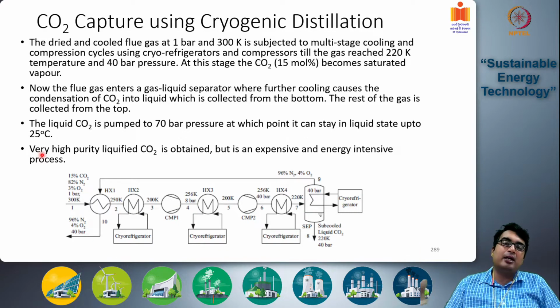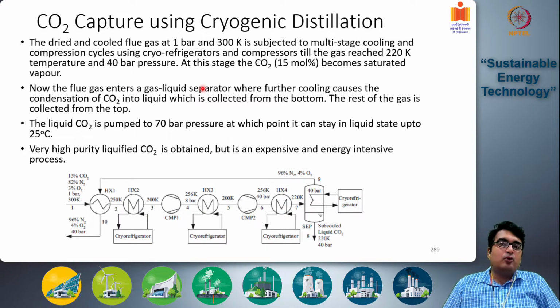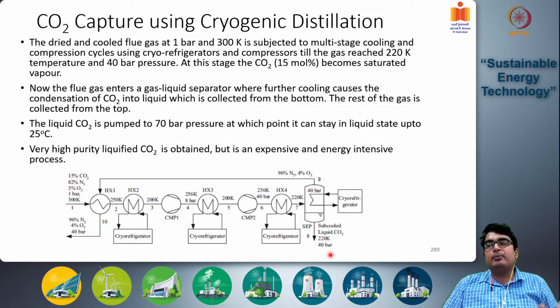It may change depending on the fractional difference. That is not important. We want the final pressure and temperature to be such that it becomes saturated vapor. Then it goes into your gas liquid separator unit, where further cooling causes the condensation of CO2 into liquid, which is collected from the bottom. So this is the liquid CO2 that is condensing in this gas liquid separator, and this is being collected at this 220 kelvins, 40 bar pressure.